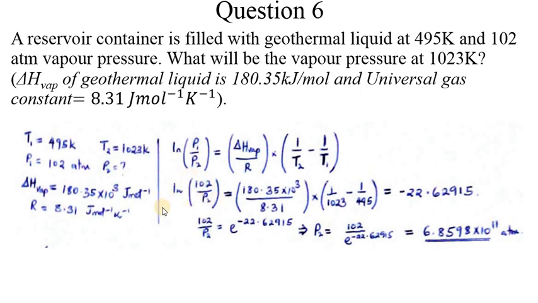If we take the exponential of ln this, we end up with 102 over P2, which should be equal to the exponential of this other part, minus 22.62915. Because this is just a value, P2 will simply be 102 over the exponent of minus 22.62915. This value is actually 6.8598 times 10 raised to power 11 atmosphere. High pressure, because we are talking about this great change in temperature corresponding to higher values of pressure.